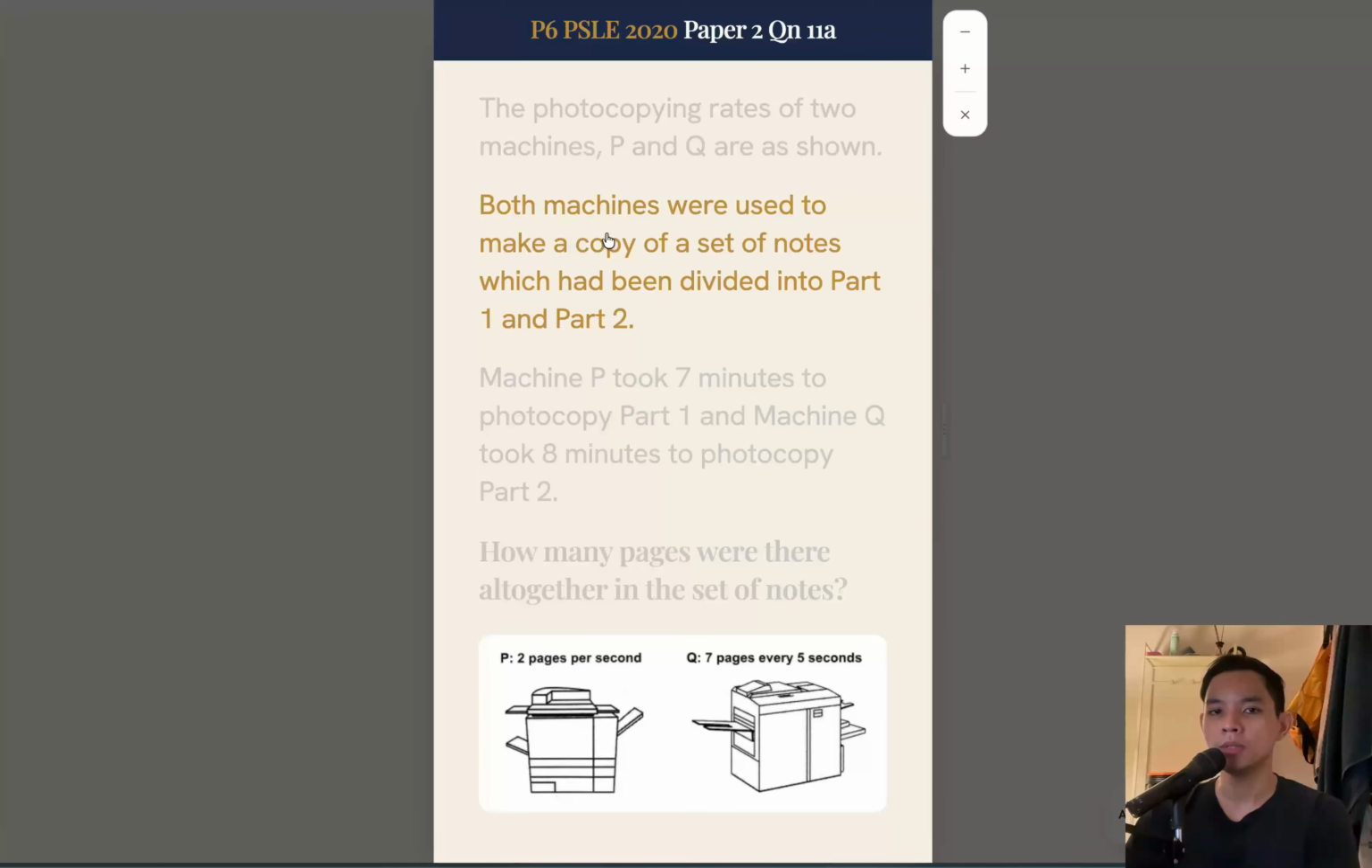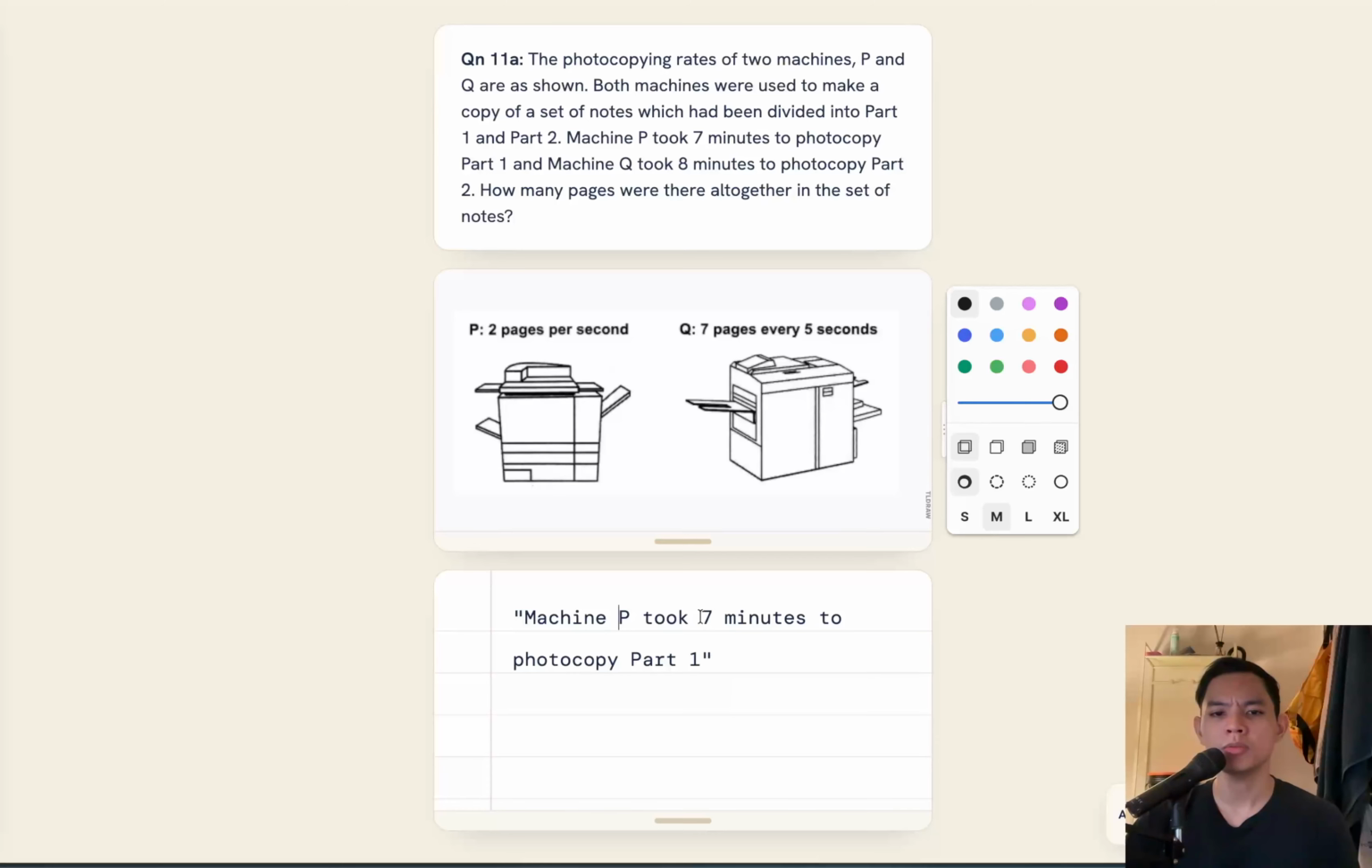Both machines were used to make a copy of a set of notes which had been divided into part 1 and part 2. Machine P took 7 minutes to photocopy part 1 and machine Q took 8 minutes to photocopy part 2. How many pages were there altogether in the set of notes? So machine P took 7 minutes to photocopy part 1.